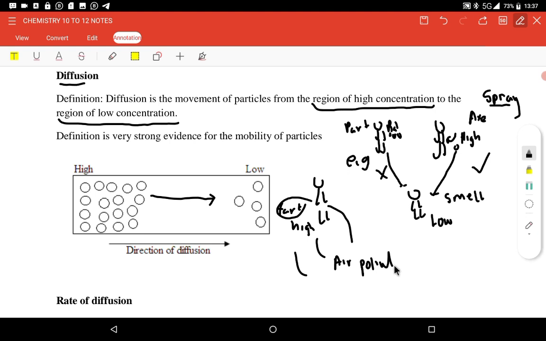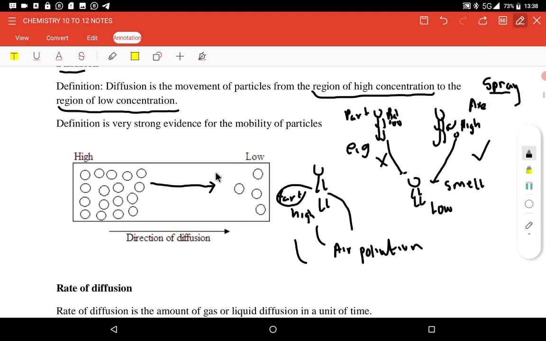Okay, air pollution. So air pollution is facilitated by diffusion. This is because these particles are able to move. From looking at the kinetic theory of matter, these particles will always move. They always move from high concentration to low concentration. I know these examples are quite funny, but they are good because you understand them.